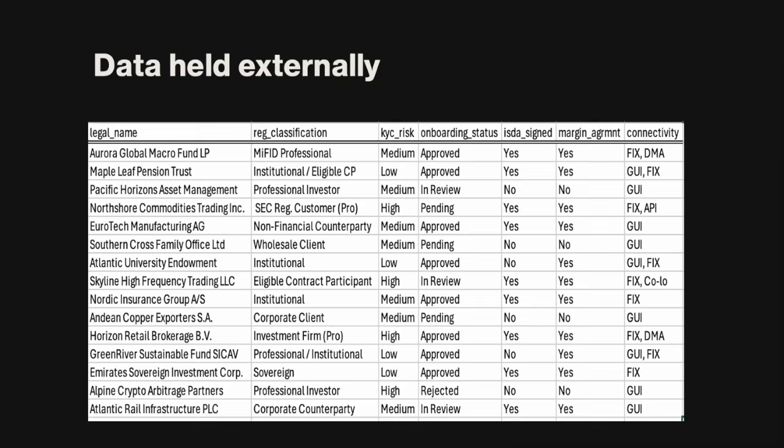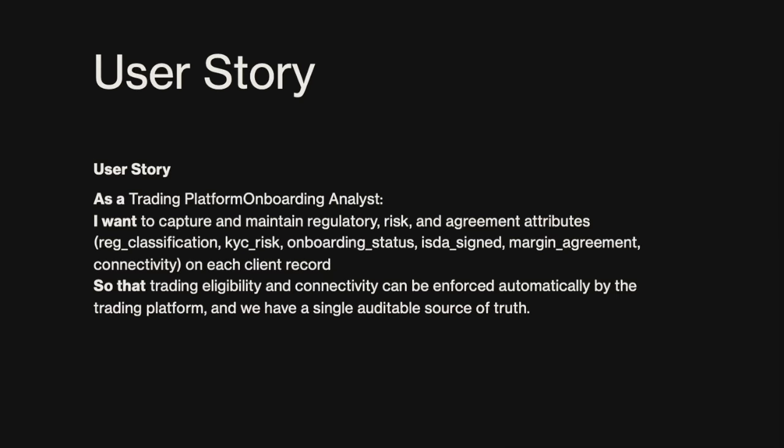Business value: 1. Built-in regulatory suitability. 2. Automated trade control, pre-trade controls. 3. Fewer spreadsheets and faster onboarding. 4. Clean auditability. Why was this trade allowed? It is visible on one screen. User story: As an onboarding analyst, I capture and maintain those attributes, so eligibility and connectivity are enforced automatically with a single auditable source of truth. That's our North Star.